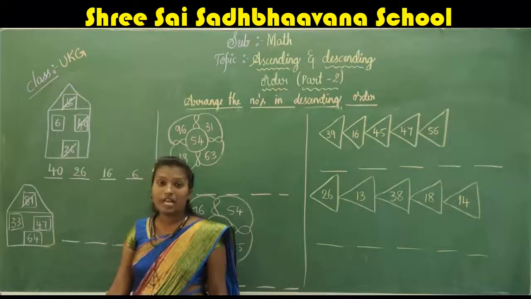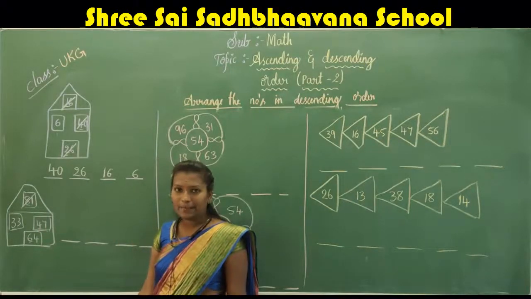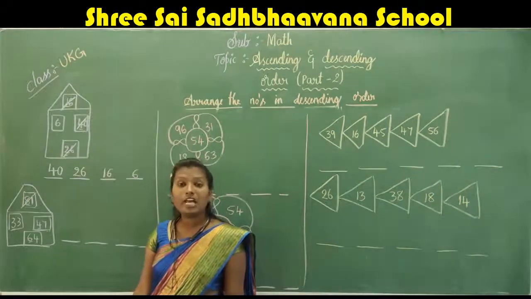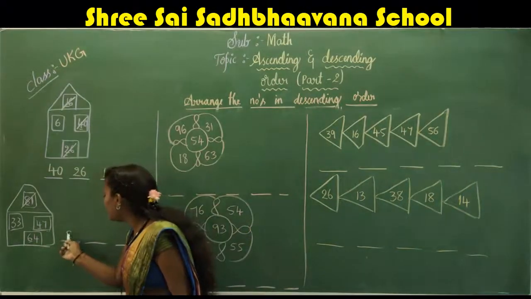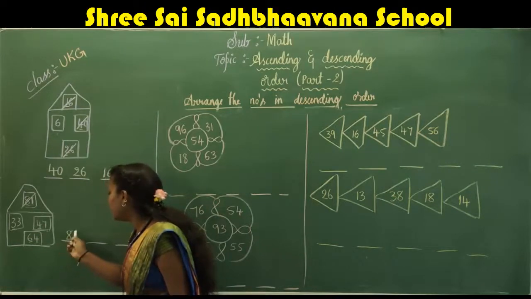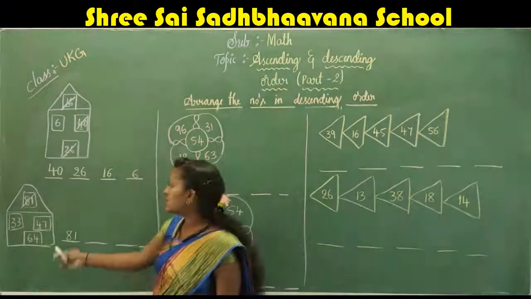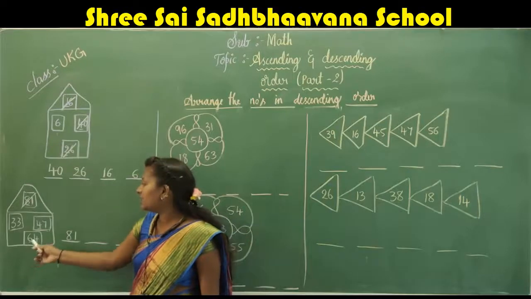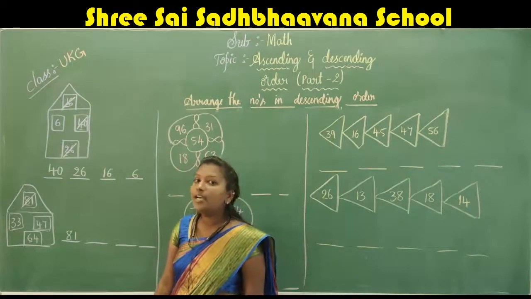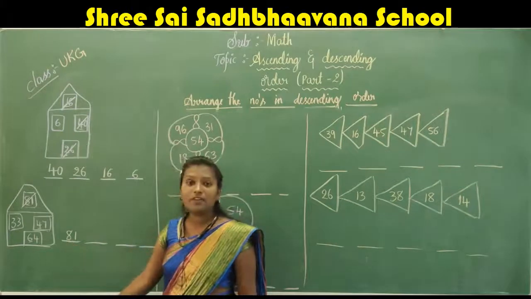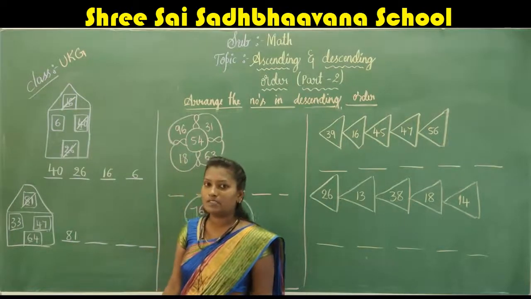This number, where do we have to write it, in the second place? No. Then where do we have to write that number? Yes, in the first place we have to write number 81. Why? Because this is the biggest number compared to 33, 47 and 64. Correct? Yes, that's why we have to write number 81 in the first place.